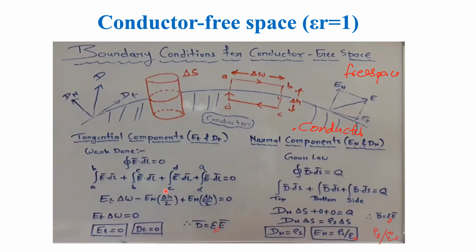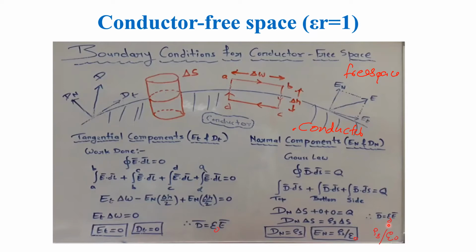Now let us discuss the normal component of electric field across a conductor free space boundary. For that, consider a Gaussian surface as shown here in the form of a cylinder which penetrates the free space and conductor boundary. You can select a Gaussian surface in the form of a cylinder, a cuboid, or whatever it is, but a cylinder is a good choice here for the simplicity of calculation, considering the angle and everything.